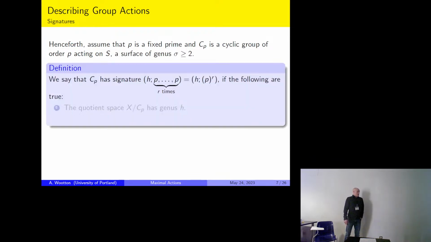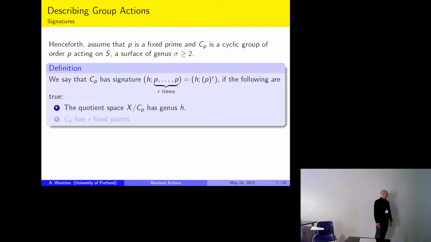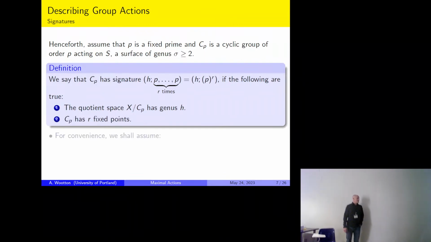So for the rest of the talk, p is going to denote a prime, X a compact oriented surface of genus 2 or higher, and C_p a cyclic group acting on this, just so I don't have to say that every single time. We say that C_p has signature (h; p, ..., p) with p repeated r times if the following are true: the quotient space X mod C_p has genus h, and C_p has r fixed points. So this is how we're going to describe these actions.